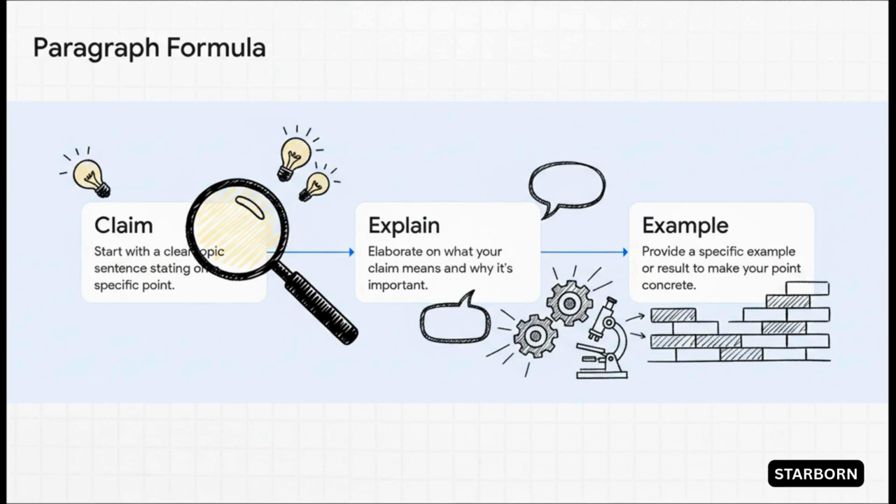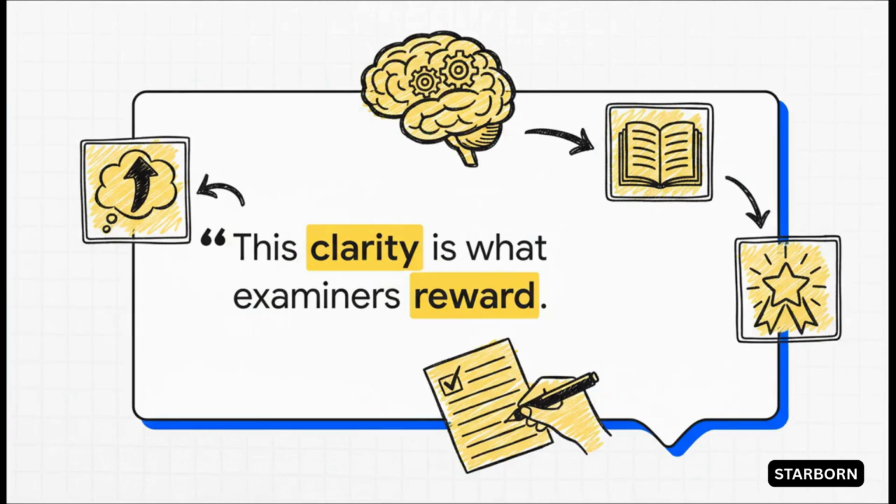Next, you explain it. What does that actually mean? Why is it relevant? And finally, you give a specific example. This is what makes your idea real and concrete for the reader. And that's really the magic right there. That simple, logical flow from a claim to an explanation to a solid example, that is exactly the kind of clear paragraph development that makes examiners nod their heads and give out high marks.